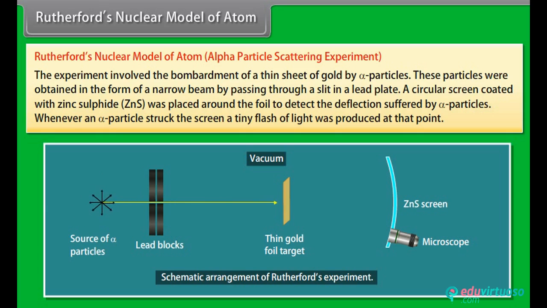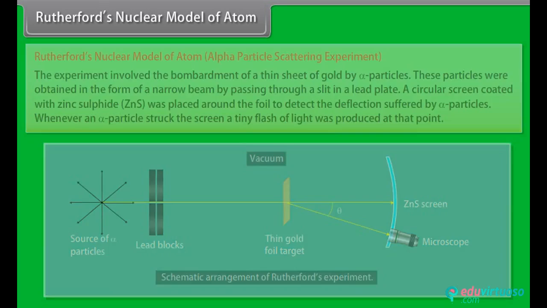These particles were obtained in the form of a narrow beam by passing through a slit in a lead plate. A circular screen coated with zinc sulfide, ZnS, was placed around the foil to detect the deflection suffered by alpha particles. Whenever an alpha particle struck the screen, a tiny flash of light was produced at that point.